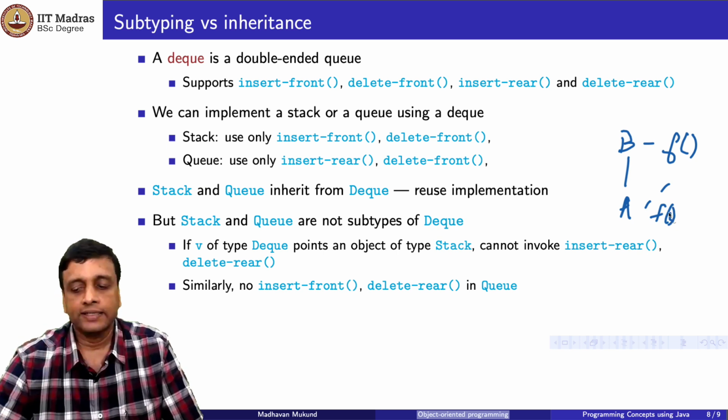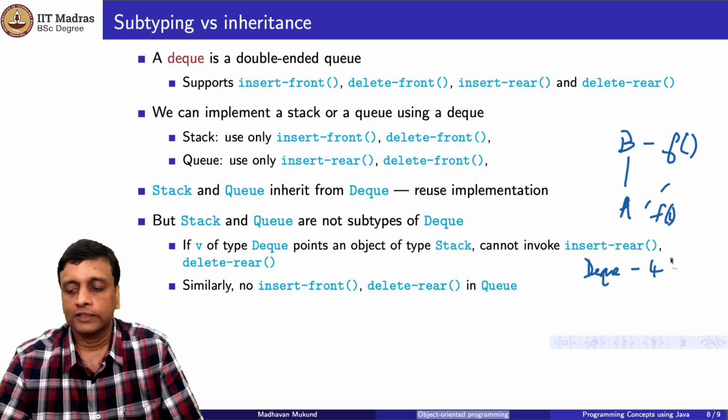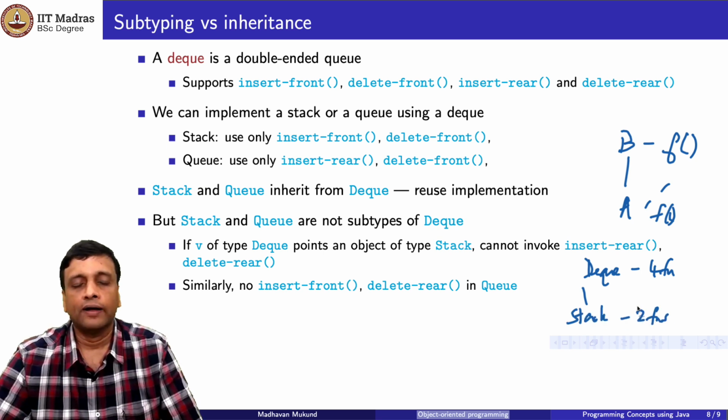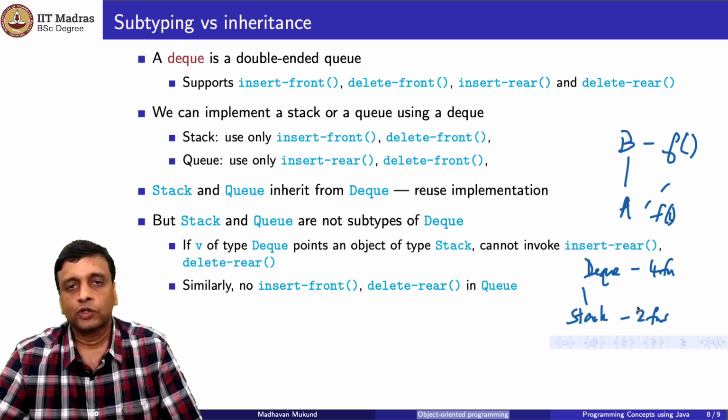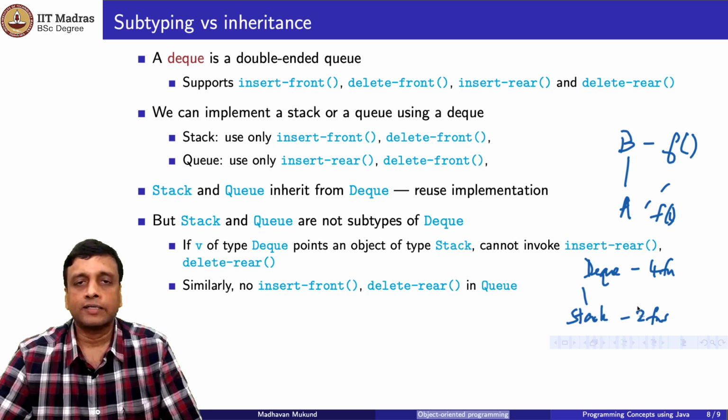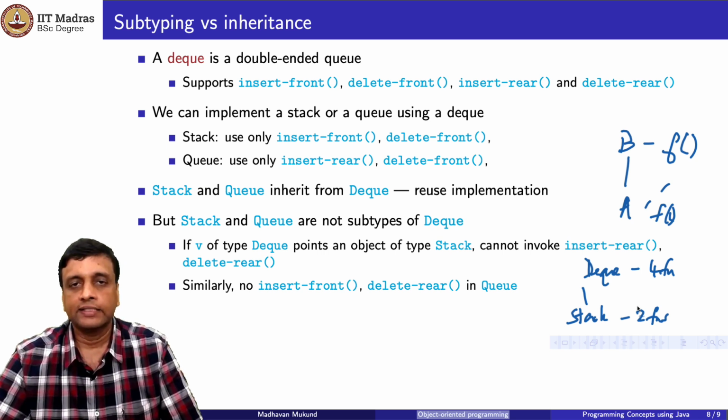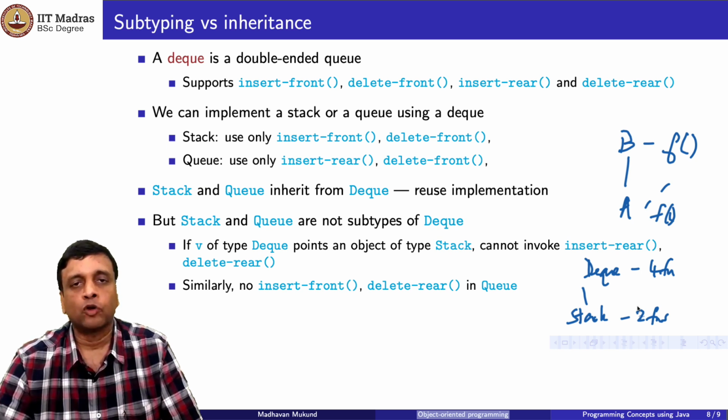So now we look at this deck, right? Deck is sitting on top, and it has 4 functions. Now supposing I claim that stack is a subtype, but here I only have 2 functions, the insert front and the delete front. So if I ask a stack to delete rear, this is a legal thing for a deck, but if stack were a subtype of deck, it would also have to support this operation, right? But it does not.